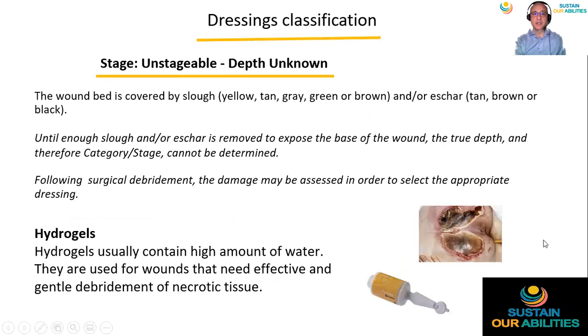And for unstageable, depth unknown stage, the wound bed is covered by slough and or a scar. Until enough slough and or a scar is removed to expose the base of the wound, the true depth and therefore the category or the stage cannot be determined. Following surgical debridement, the damage may be assessed in order to select the appropriate dressing. And hydrogels here usually contain a high amount of water. They are used for wounds that need effective and gentle debridement on necrotic tissue.